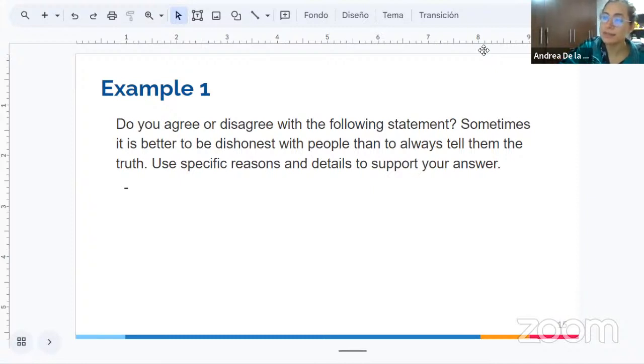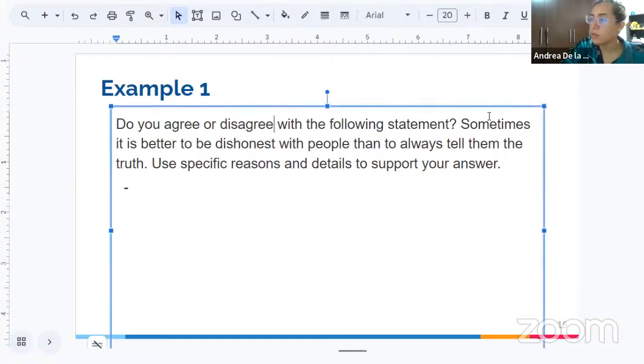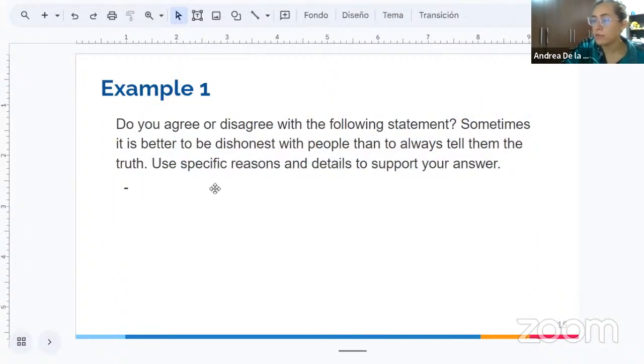Now, as you can see, this is an agree or disagree type of question, right? And we have a claim here that says sometimes it's better to be dishonest than to always tell the truth. And then they ask you to use specific reasons and details to support your answer. So after we read the question, we're going to take 3 minutes. Remember that you have a total of 30 minutes to answer the question and to write your essay. So we're going to take 3 of these 30 minutes in order to outline the essay.